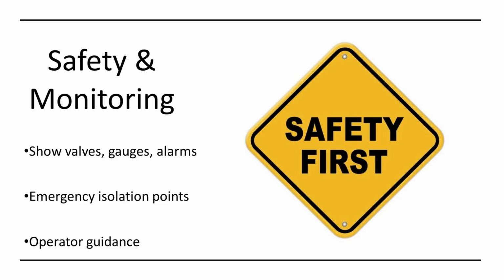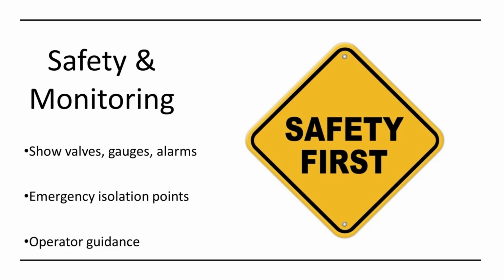Safety is built into PFDs. Emergency shutdown valves, monitoring points, pressure gauges, and alarms must be shown clearly. This ensures operators know where to isolate or control the process during an incident. Activity. Where would you place safety controls in a high-pressure line?